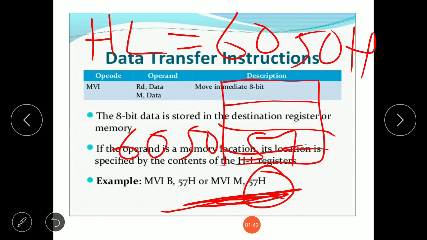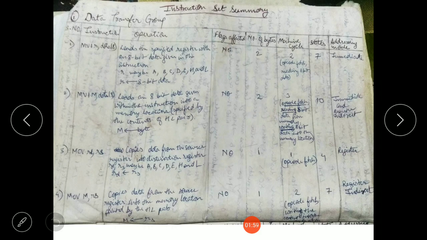Again I am repeating, what does this instruction do? It copies or stores the immediate data, whichever is mentioned here, into the memory location which is specified by the content of the HL register pair. So here I have written also what MVI M data 8-bit does. It loads an 8-bit data given within the instruction into a memory location specified by the content of the HL register pair.